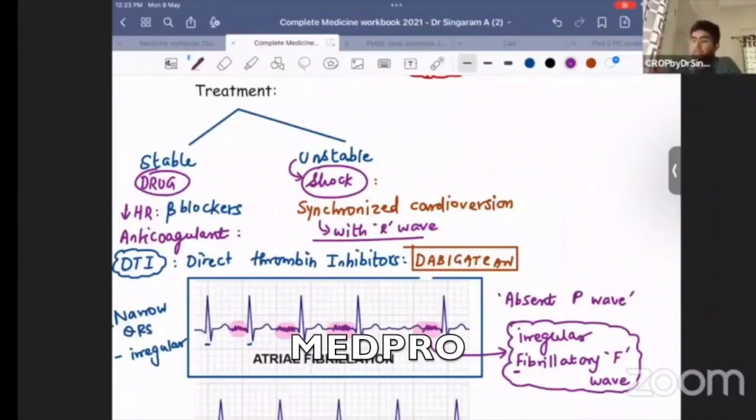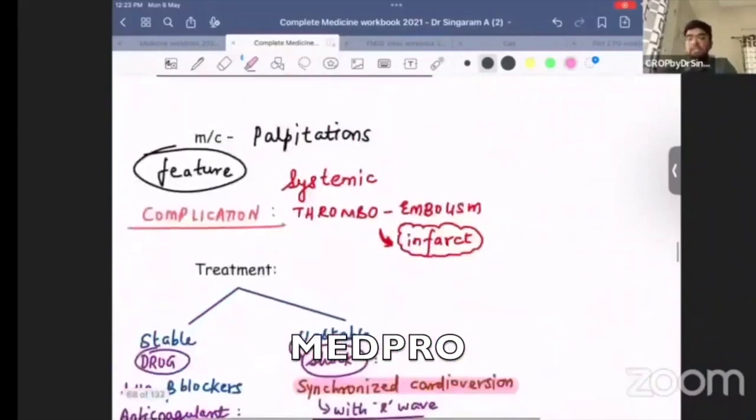The complete name is called synchronized cardioversion. Please make a note of this. Fine. So that is about the treatment of a patient who is having atrial fibrillation.